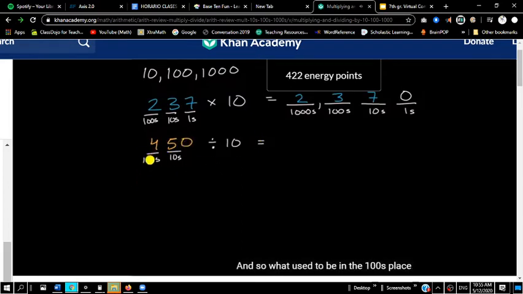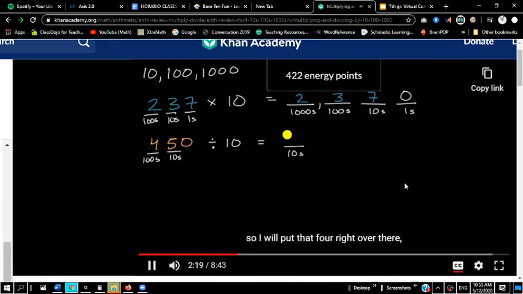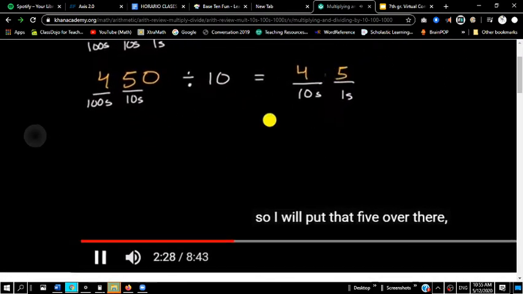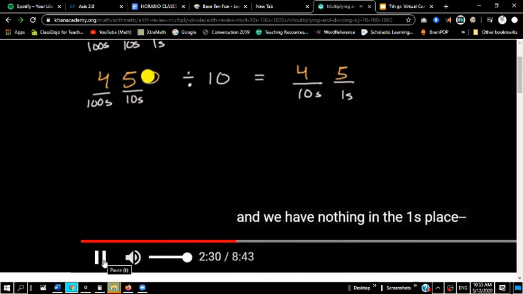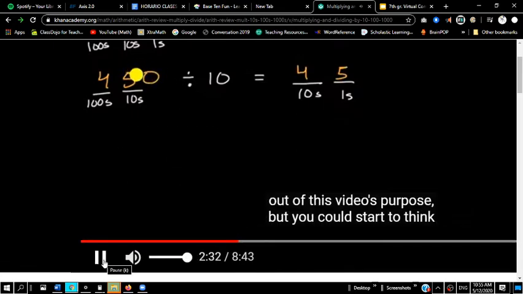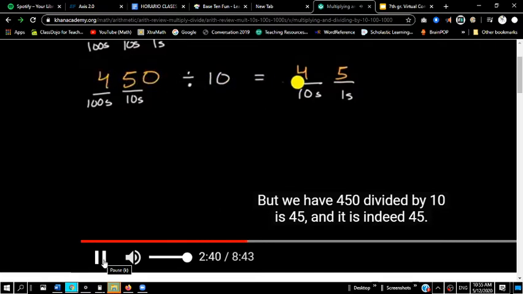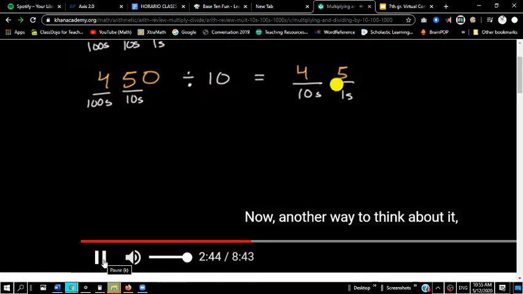And so what used to be in the hundreds place will now be in the tens place. So I will put that 4 right over there. And then what used to be in the tens place is now going to be in the ones place. So I will put that 5 over there. And we had nothing in the ones place. If we did, and this is a little bit out of this video's purpose, but you could start to think what might happen if this was not a 0. But we have 450 divided by 10 is 45, and it is indeed 45. Now another way to think about it.